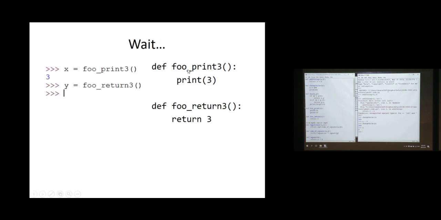So let's look at this one. How do I know there is a difference? I do this thing: x is equal to the function that prints 3. I do this thing.